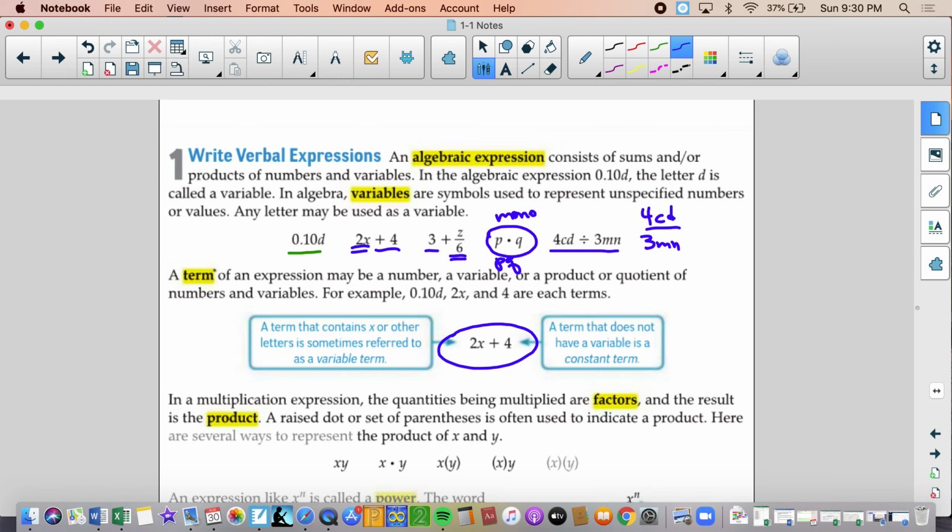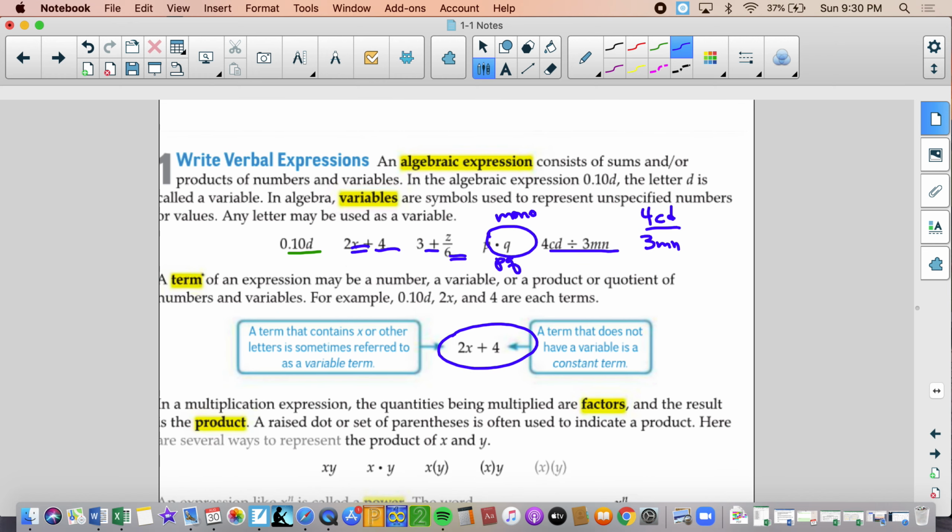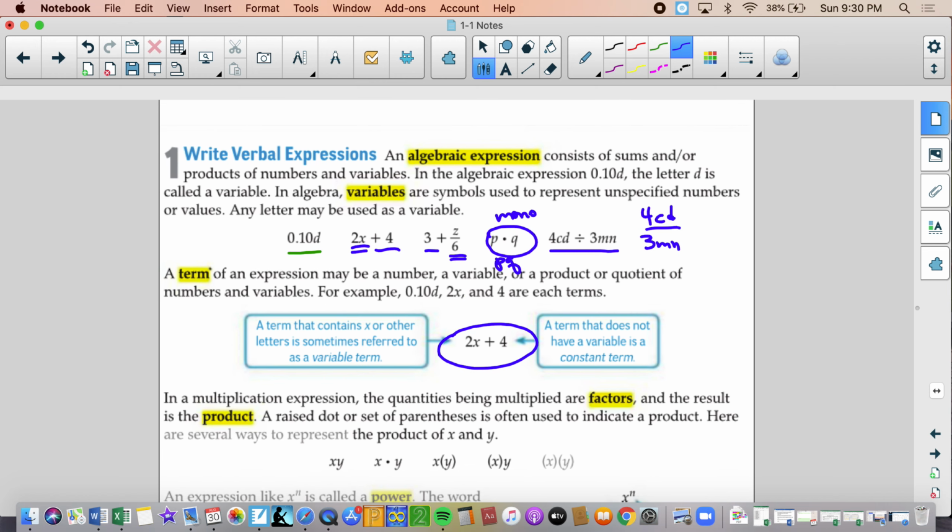A term of an expression may be a number, a variable, or a product or quotient of numbers and variables. For example, 0.10d, 2x, and 4 are terms. Those are each terms. A term that contains x or other letters is sometimes referred to as a variable term. A term that does not have a variable is a constant. So if there's no variable with it, it would be considered a constant. That term isn't going to change.